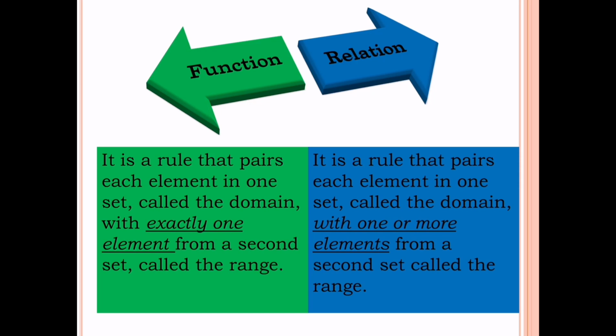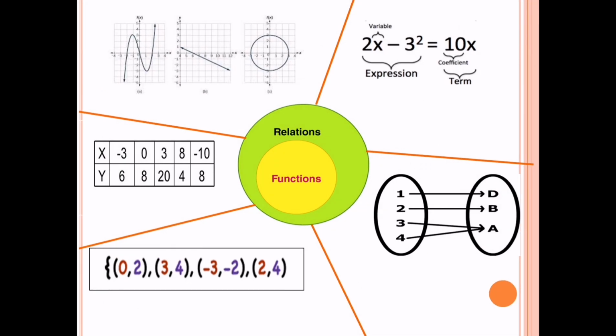Now let us have the illustration for us to see the relationships between function and relation. So we have here 5 illustrations. On the first figure, we can see that there is a curve. We have also a line and a circle. So that is by graph. Second, we have letters, numbers, variables, expressions, or terms. We call it by equation.